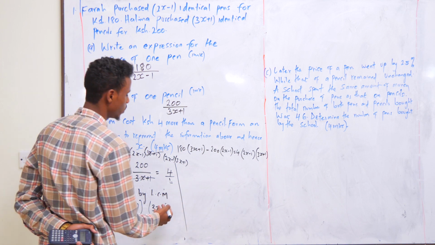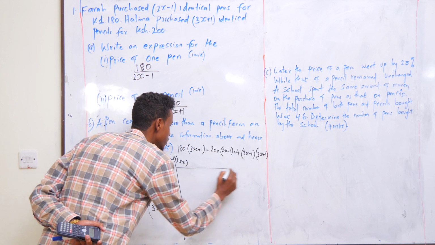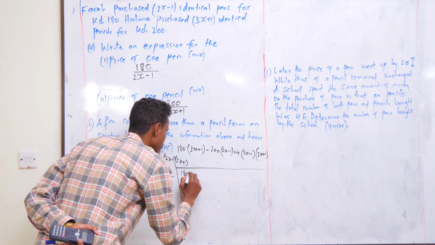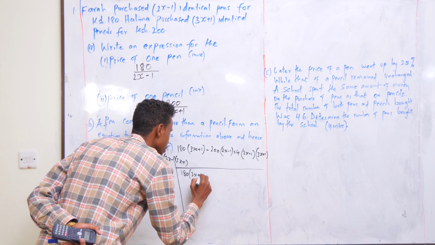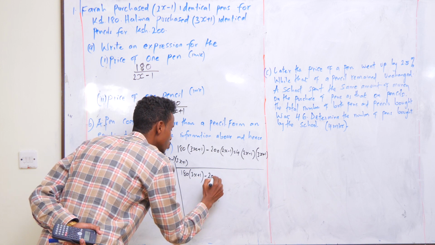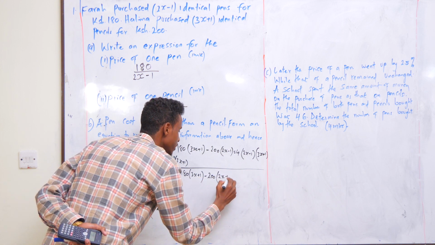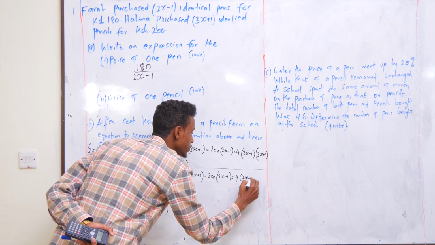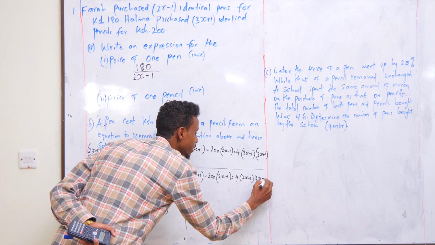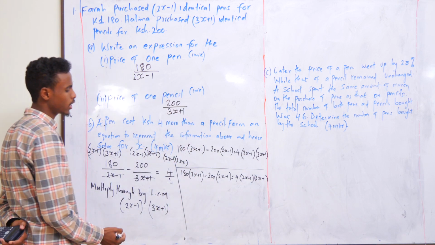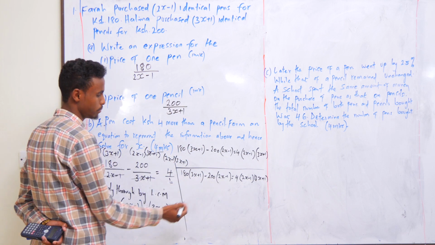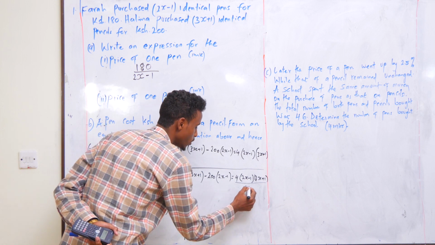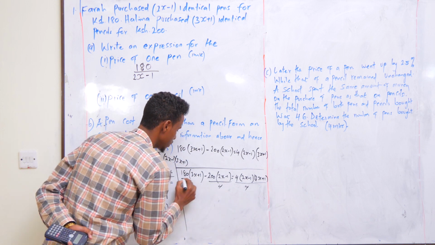Now, the next thing is we have an equation like this: 180 into bracket 3x plus 1 minus 200 into bracket 2x minus 1 is equal to 4 into bracket 2x minus 1, 3x plus 1. Now, we have a common factor which can divide through by them. That is 4. Divide by 4.